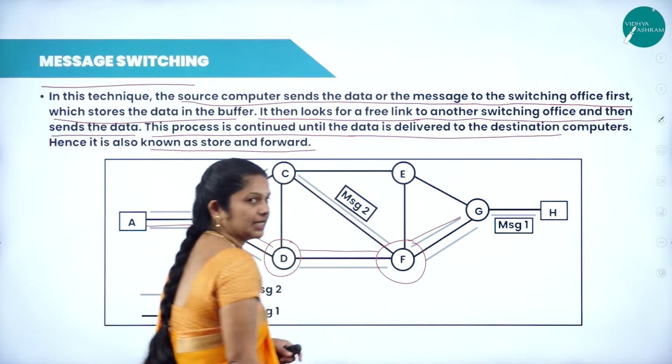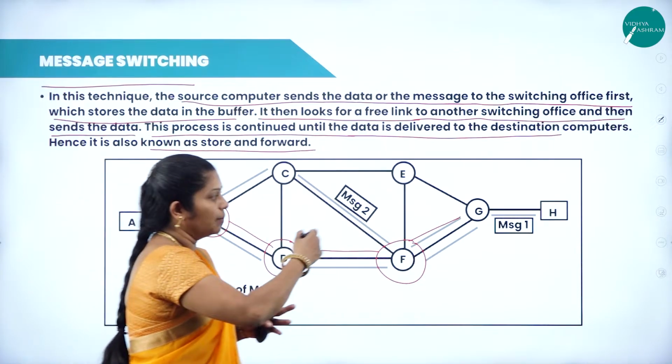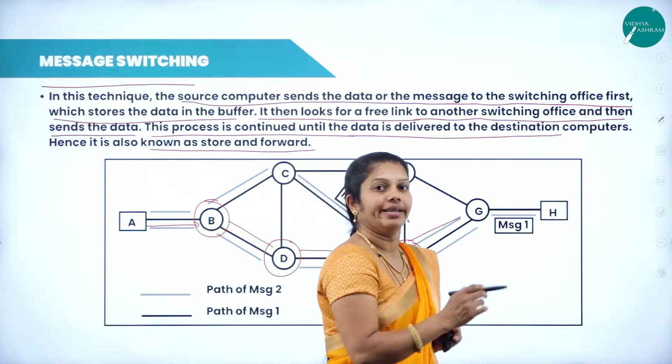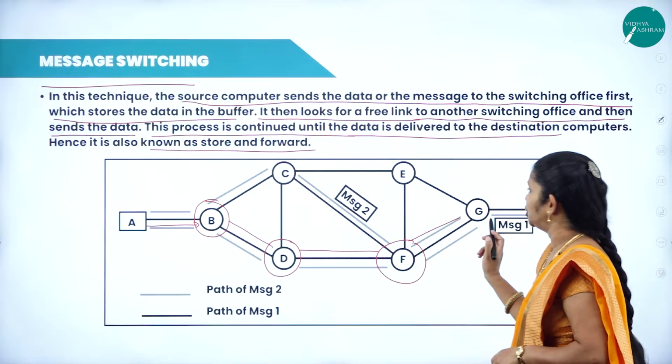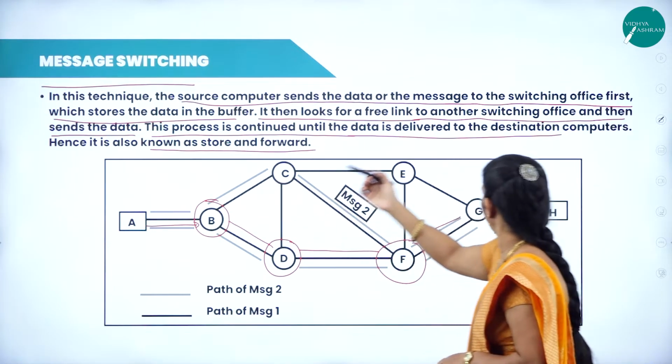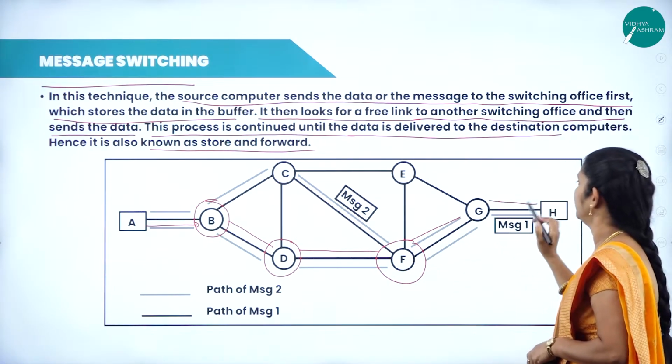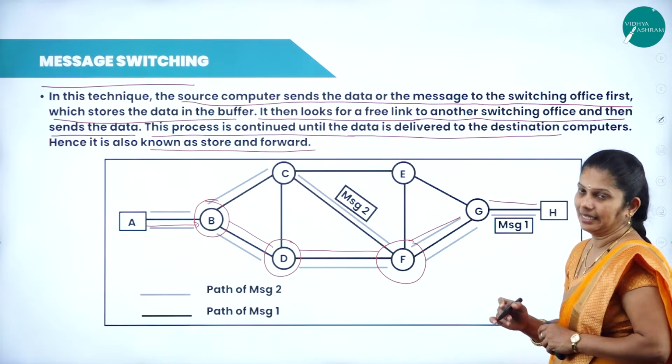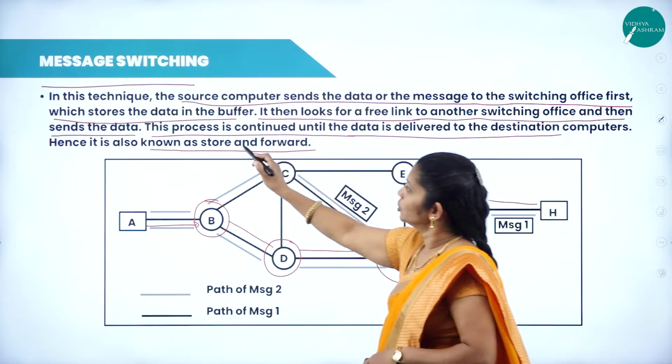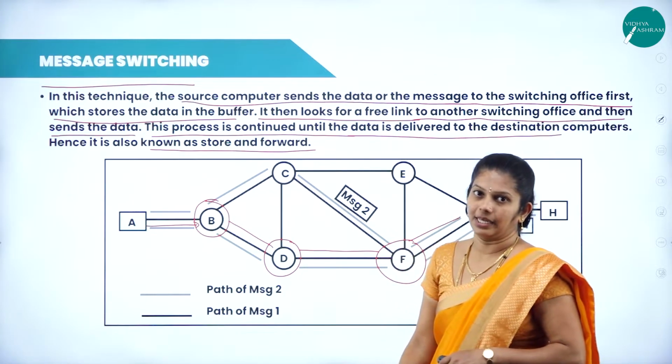Then it will move to the next nearest node. Then like that the process will continue until it gets the destination address. For example, if I want to transfer data from A to H, then from here to here, once again it will send the data. That's why it is called the store and forward technique.